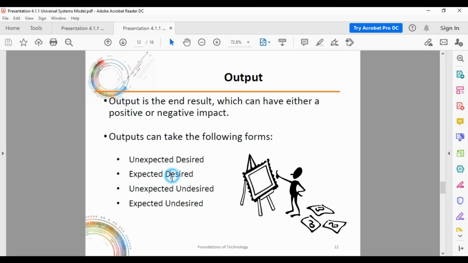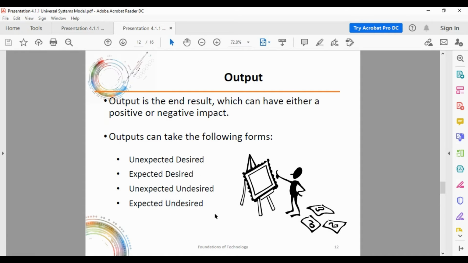Then you have expected desire. This would be like when you're producing a car and you want people to buy the car. People do buy the car. That is exactly what you wanted to happen. Unexpected, undesired. Okay, this is the Arch Deluxe from McDonald's. They were hoping that it would take off and do really well, but it did terrible. Nobody bought it. And so that's obviously an undesired consequence there.